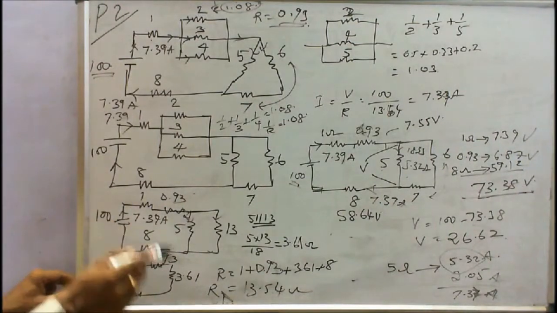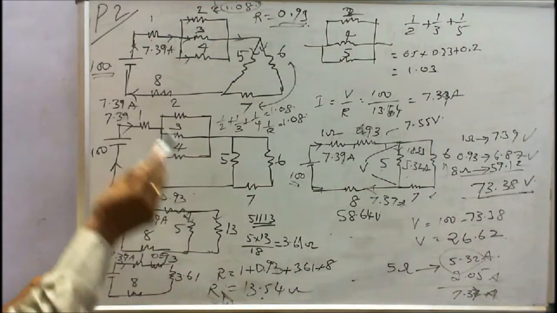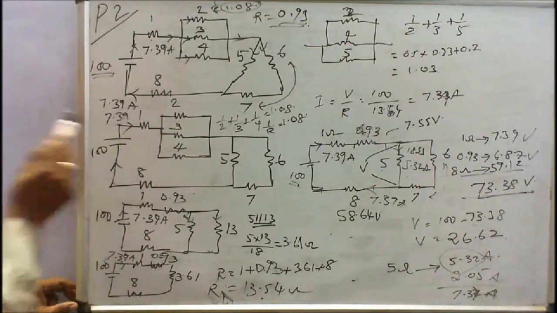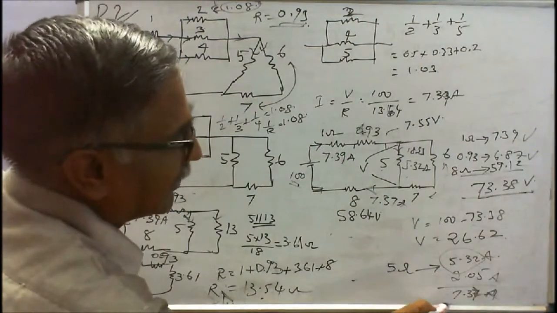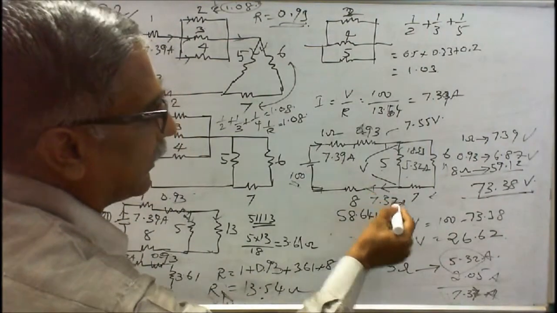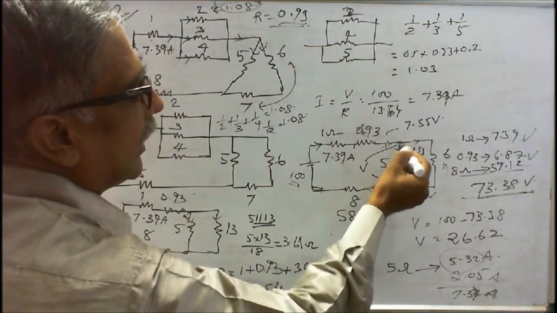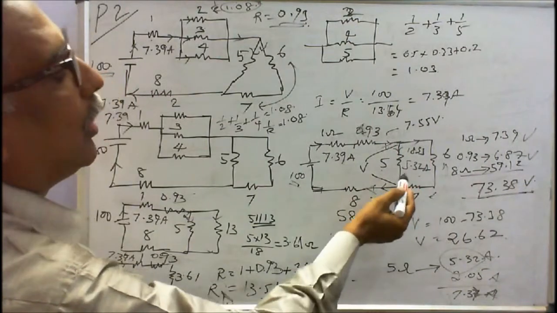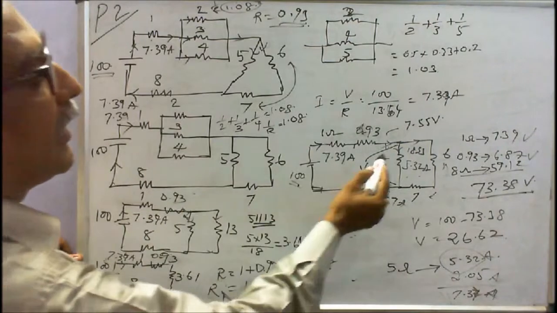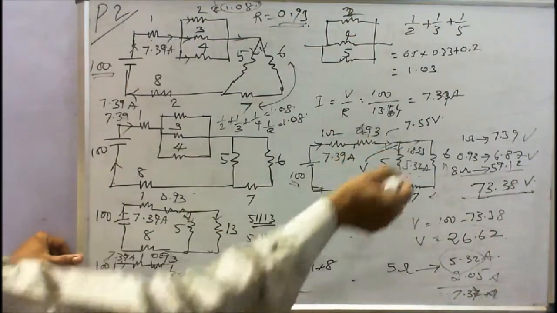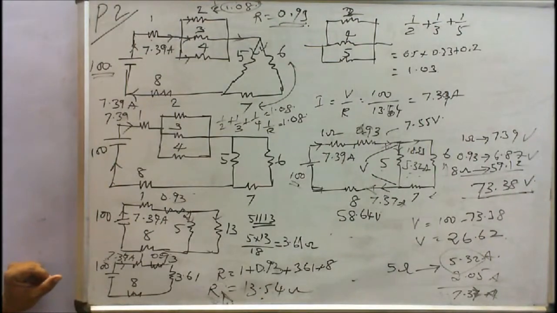The total current, according to the total resistance 13.54, with voltage 100, is 7.39. Here, this current is also 7.39. I can also compute the current here: the current in the 5 ohm is 5.32. So 7.39 minus 5.32 will be the remaining current. 2.05 will flow through the 6 ohm resistor.